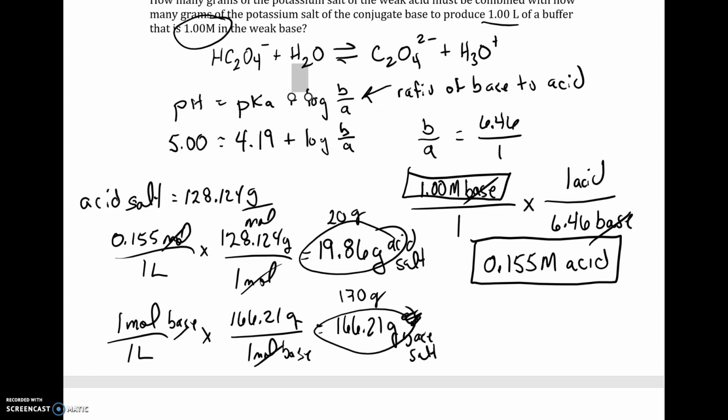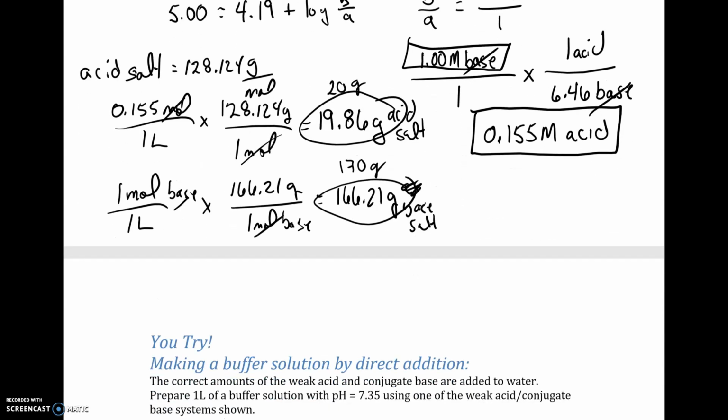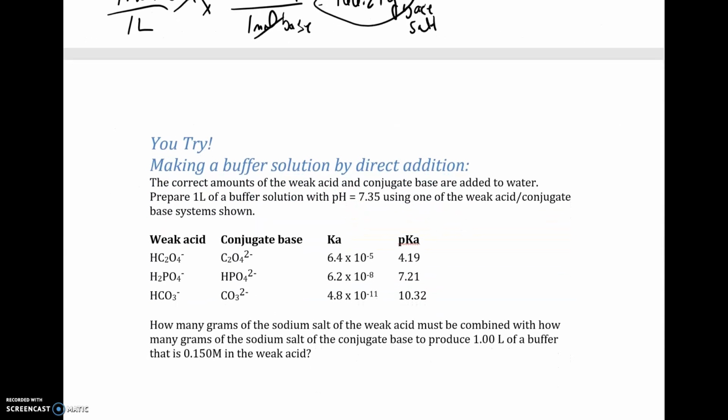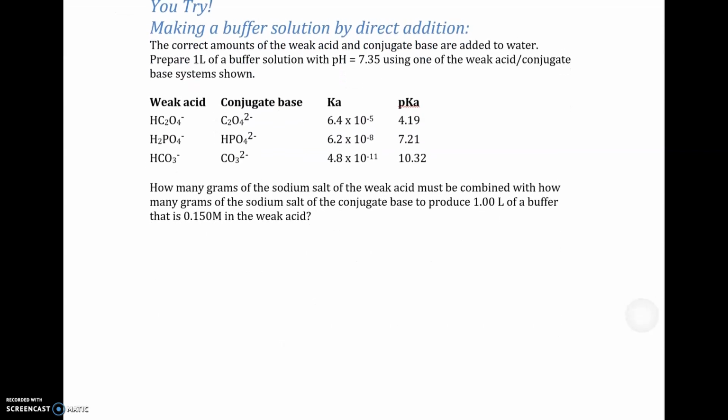I think if I was actually making this up, I would go with the 160. I would go a little closer to the 166. But technically, to the correct number of sig figs, 2, we would be 20 grams. Right, and you could look up that Ka to a larger number of significant figures, and that might be a good idea. That's a good point.